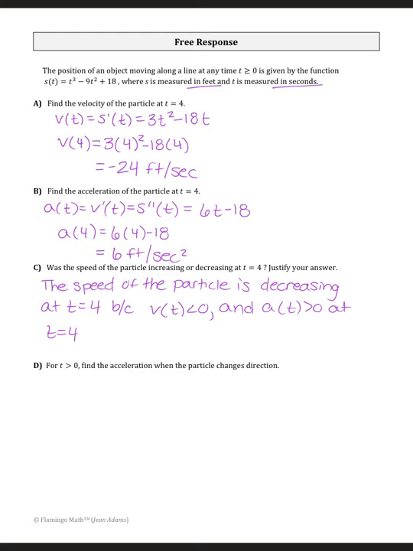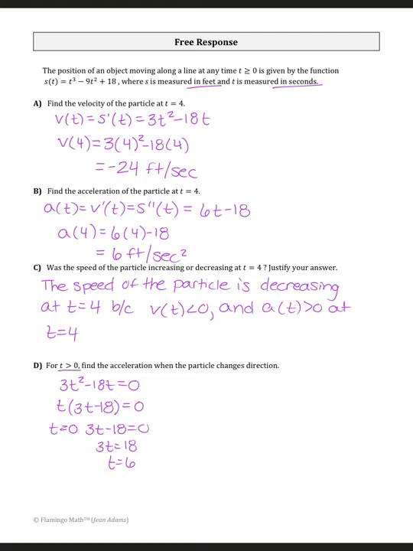So again, think about your 5 commandments. A particle changes directions when velocity is 0, but acceleration is not. Okay, so we need to set velocity equal to 0. So 3t squared minus 18t is equal to 0. If I do some math here and factor out some values, I can find my time values when the particle changes direction. So one of them is 0, and the other one is 6.